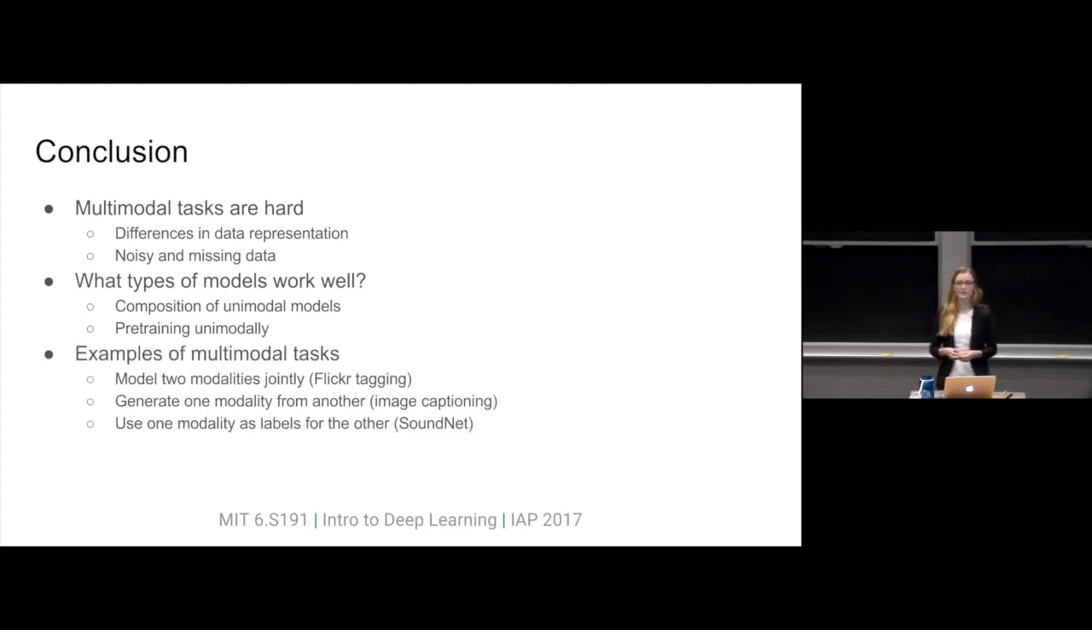And we've seen 3 examples of these multimodal tasks. We've seen how we can model 2 modalities jointly with Flickr tagging. We've seen how we can generate one modality given another, in the case of, given an image, can we generate a sentence caption for it? And we've also seen how we can use one modality to get a better representation of another modality, like we've seen in SoundNet. And so here I just want to say, if you need any project ideas, think of 2 interesting modalities that you might find together, and think about projects you could do there. There are so many different modalities out there, and I'm sure you can find 2 modalities that have not been learned together before.